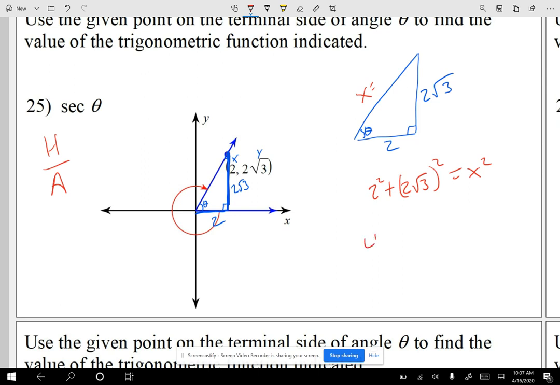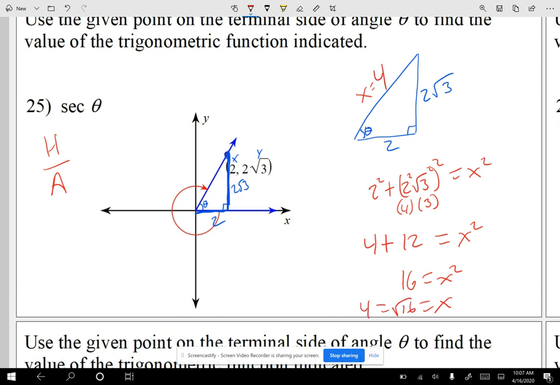I know 2 squared is 4. Now 2 radical 3 squared, let me square each part. If I was to square the 2, that gives me a 4. If I was to square the radical, that gives me 3. Combine, give me 12. I multiplied it. So I did the outside number first, so 2 squared. I did the radical by itself. That gave me 3. Multiplied equals 12. So I have that 4 plus 12 equals x squared. So I have that 16 is equal to x squared. That means that x is the square root of 16, better known as 4.